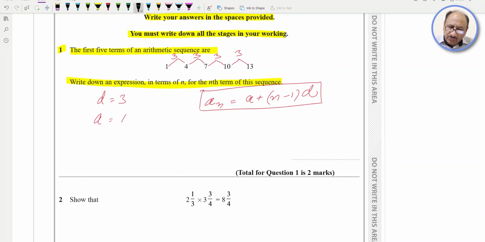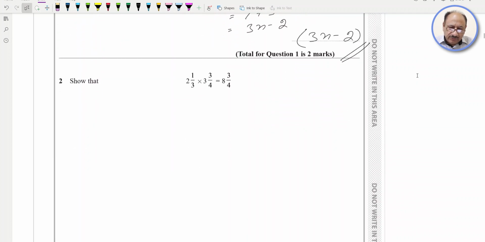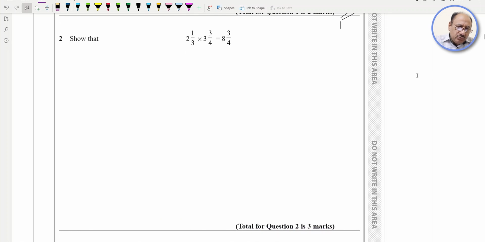If we replace the values, the a value is 1 plus n minus 1 into d, which is 3, and this will be a n. We can simplify, open the bracket, so 1 plus 3n minus 3, so this will be 3n minus 2, and our answer will be 3n minus 2. This will be the nth term which we were supposed to find, and we are done with the question. Hopefully you understood this.